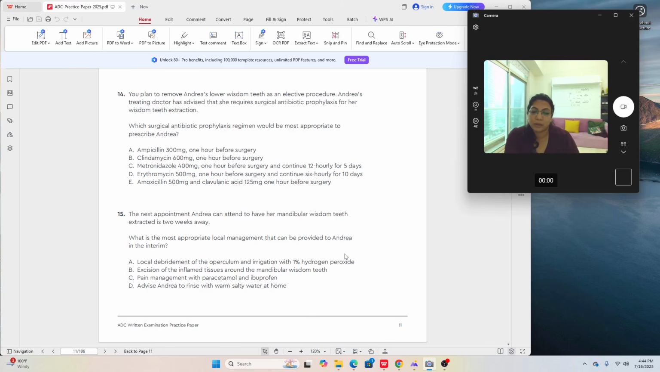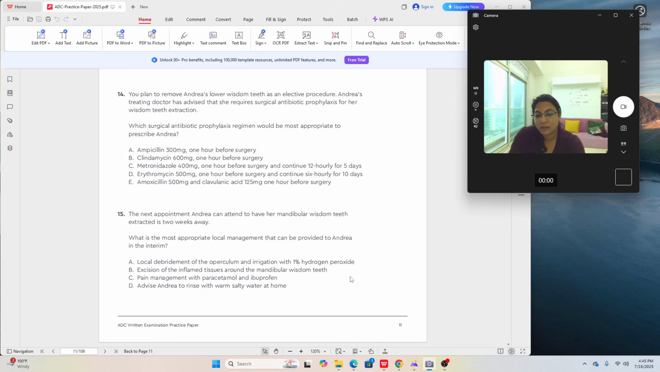Local debridement of the operculum and irrigation with 1% hydrogen peroxide. Yes. Excision of the inflamed tissues around the mandibular wisdom tooth. No, if you excise, you're going to have a blood exposure. The patient is immunocompromised. You can't risk that without giving a surgical antibiotic prophylaxis. Pain management with paracetamol and ibuprofen. Technically correct, but then that becomes a systemic option. It's not a local factor, right? And the question is asking you about the local management, not the systemic management. So option C, even though correct, doesn't fit as an answer to the question that is being asked.